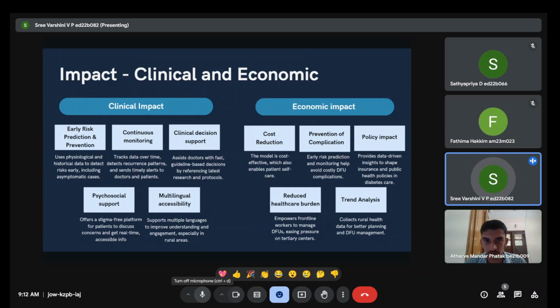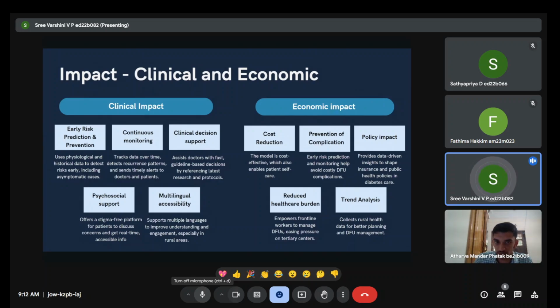Moving on to economic impacts, we see that there's cost reduction because the model is cost effective, and it also prevents complications and reduces costs, because it helps reduce recurrence and it also helps in early risk prediction. Thirdly, it also helps in policy impact because it helps us get data-driven insights to shape insurance and public health policies, because we are able to get data from patients from a particular region.